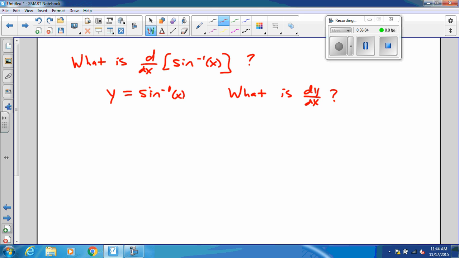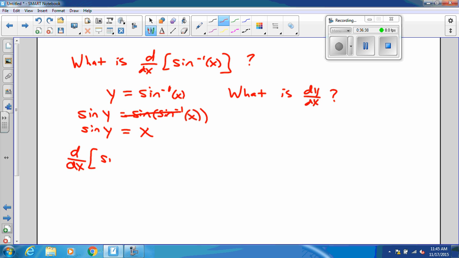So to answer this question, what I'm going to do is get rid of the inverse sine, because I don't know its derivative and I don't know how to get it. I'm going to take the sine of both sides. And when I take the sine of both sides, then my inverses cancel, because that's what inverses do, and I get x is equal to the sine of y. If y is the inverse sine of x, then x is the sine of y. And now I can differentiate this implicitly. Using implicit differentiation, I can take the derivative with respect to x on both sides.